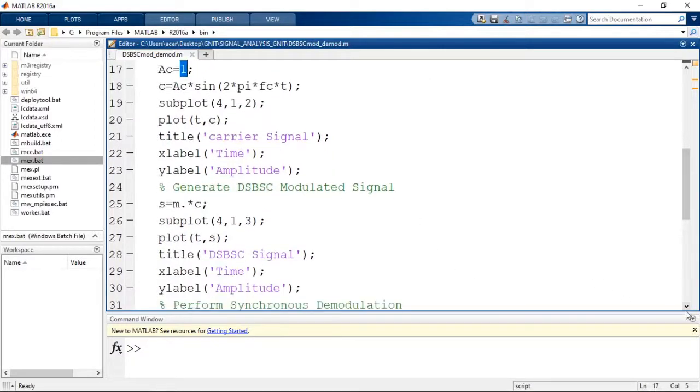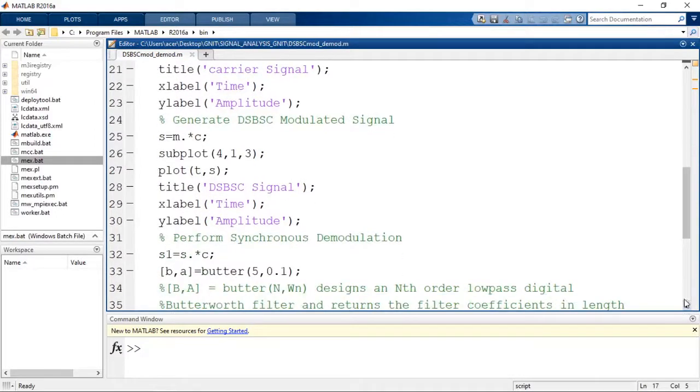Now we are generating the DSBSC signal. As I already told you, DSBSC signal is obtained by multiplying message signal with the carrier signal. S is the DSBSC signal, M is multiplied by carrier. Then do subplot 4,1,3, plot T, S. Title is DSBSC signal, X label time, Y label amplitude.